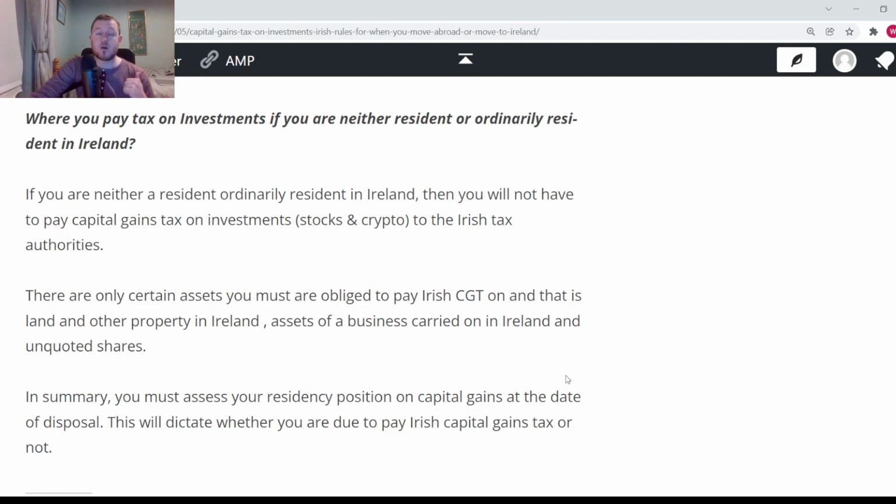So in summary, you only really create a tax liability whenever you dispose of your investments, and at that point you need to assess where you are a tax resident and where the money has been remitted, and that will decide where you actually have to pay your tax.